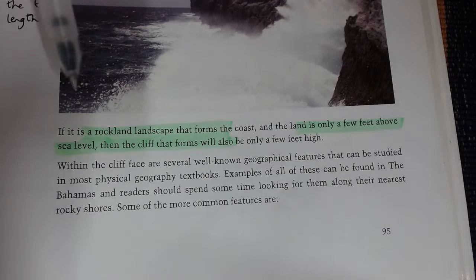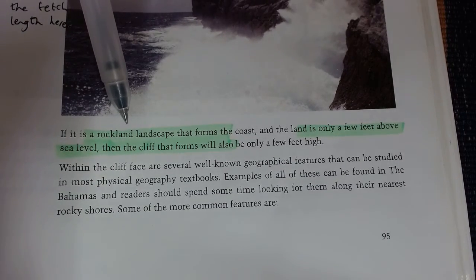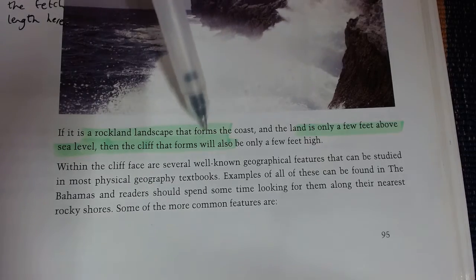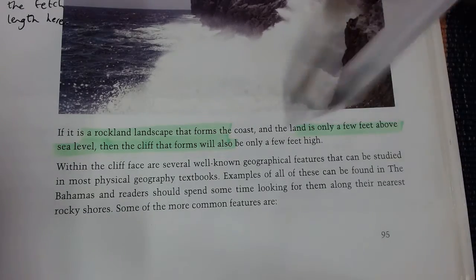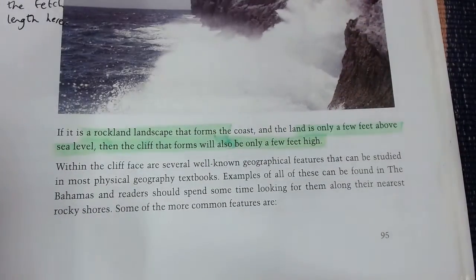The opposite, then, is a rockland landscape. Remember, rocklands are the Bahamian lowlands. The land is only a few meters above sea level, and then the cliff will also be only a few feet high. Okay, so it's not going to be as high. The ridgelands will form our biggest cliffs. Let me just highlight that.